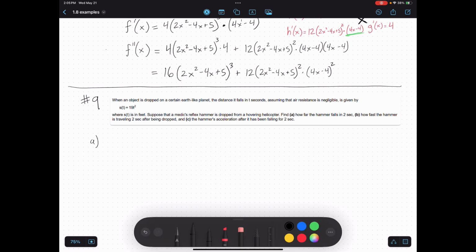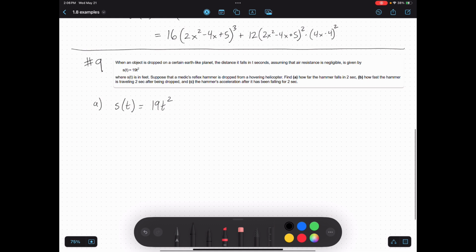Part A. Part A is just asking, how far has the hammer fallen in 2 seconds? Well, what does that sound like it's asking for? It's asking for a distance. It's asking for a position. So therefore, for this problem, I'm really just concerned about the position of the object, and all I need is my position function. What is it asking? It's asking for the position after 2 seconds, or just S of 2. Finding that is straightforward enough. You just plug 2 in for t. 2 squared is 4. 19 times 4 is 76. And that's it. That's all there is to part A.